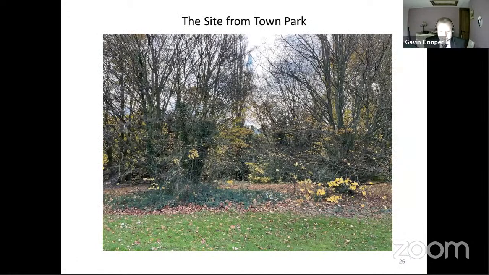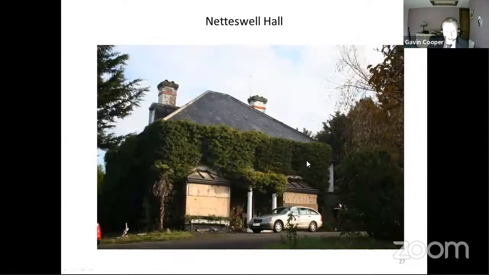So coming back to what you can actually see of the site at the moment, this image is looking from Town Park to the site. You can just see in the centre now the existing Neswell Hall here. You can appreciate the change in levels, and as you can see, you can't see very much essentially. Neswell Hall itself has been identified as a non-designated heritage asset, so its retention is important.